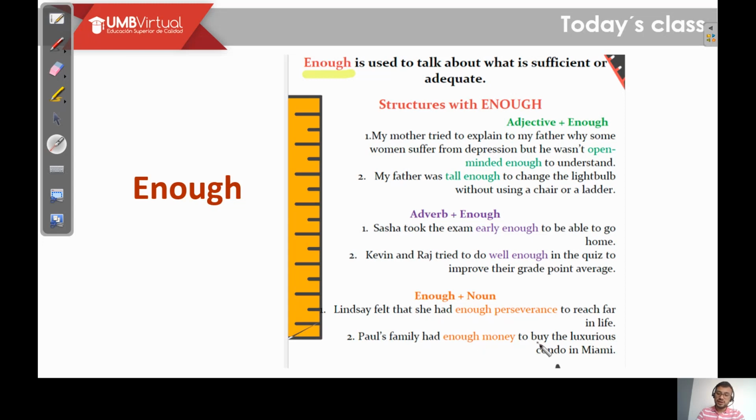Paul's family had enough money to buy the luxurious condo in Miami. ¿Sí? Enough money, suficiente dinero.